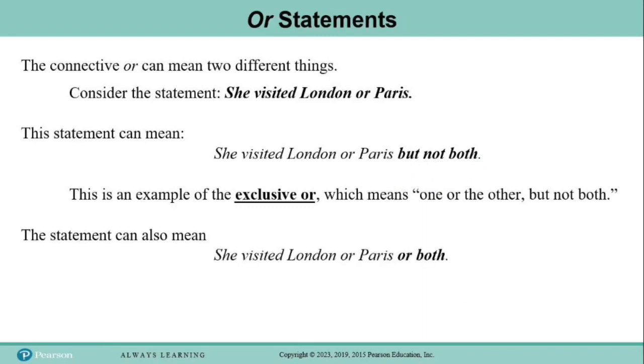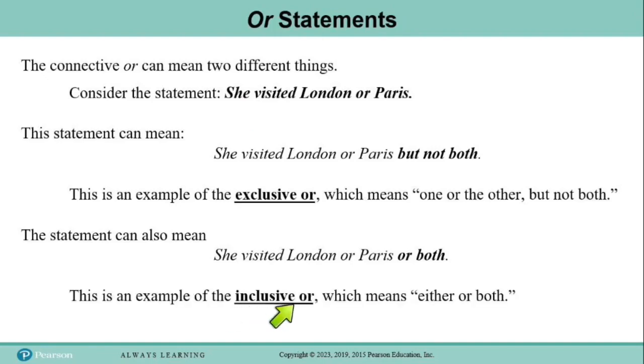Or what we could mean by this original sentence is she visited London or Paris or both. Like if somebody says to you, she visited London or Paris, but later you find out that she actually went to both cities, I don't think you would probably consider this to be an untrue statement, right? She visited London or Paris or both. That's what's called an inclusive or, because we allow the possibility that both can be true. If both are true, the overall statement is still true.